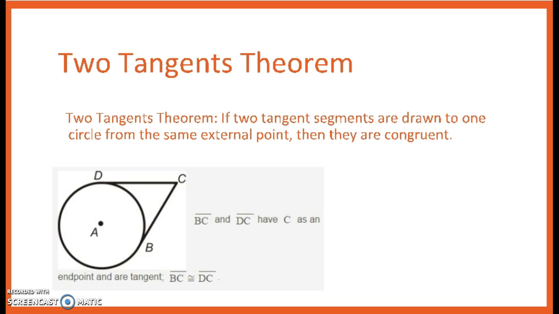And the two tangents theorem says, if two tangent segments are drawn to one circle from the same external point, then those segments are congruent. So here we have circle A, a circle with center A, and to that circle we have two segments drawn tangent. So CB is tangent to circle A at point B, and CD is tangent to circle A at point D. When this situation occurs, they're both tangent from the same external point C, then these two tangent segments are going to be congruent. So we can say that the length of CD is equal to the length from C to B.